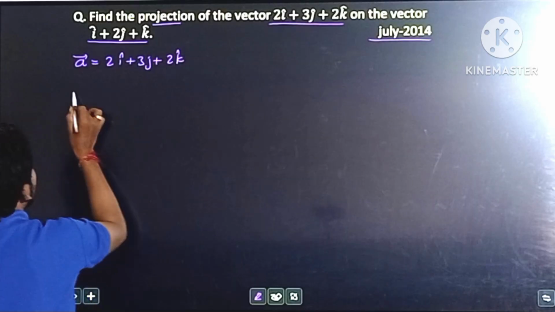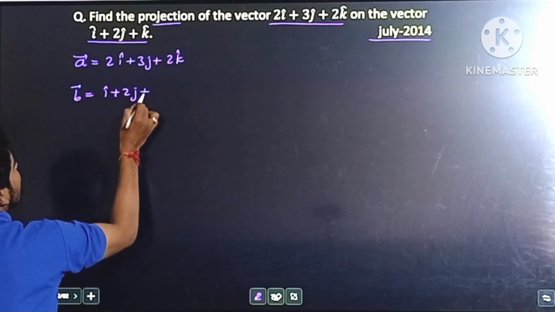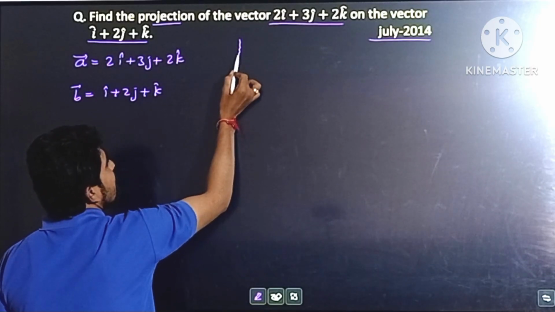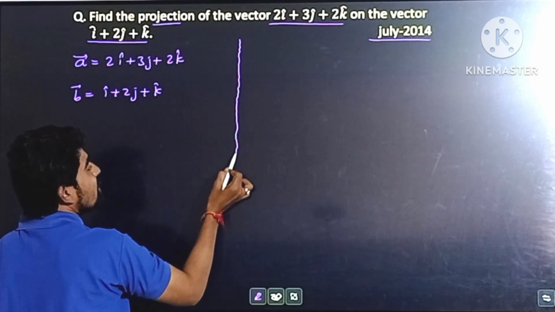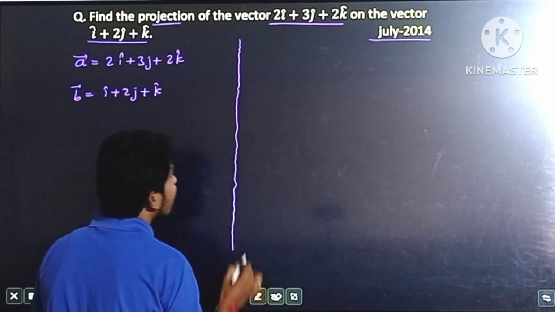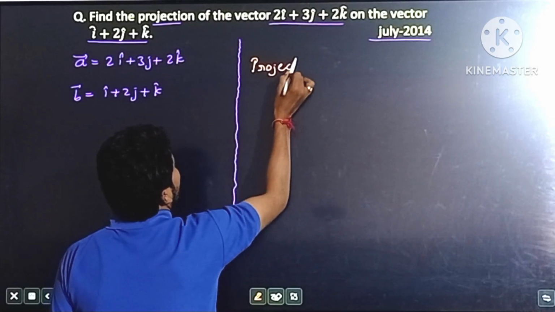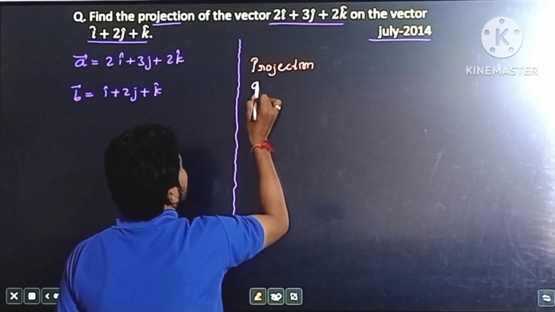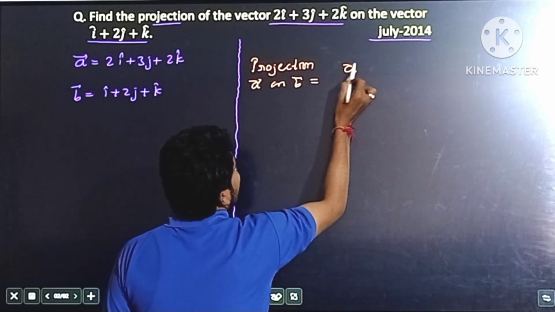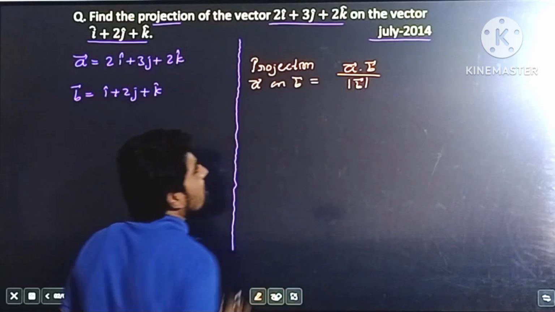And the second vector is b vector. So b vector is equal to i plus 2j plus k. We know the formula for finding the projection of A vector on B vector. Projection of A vector on B vector is equal to A vector dot B vector divided by magnitude of B vector.